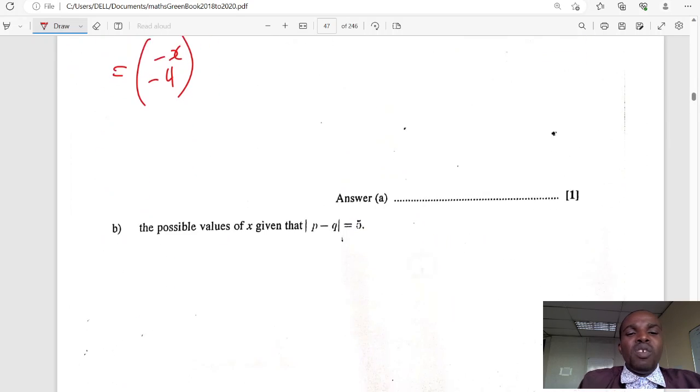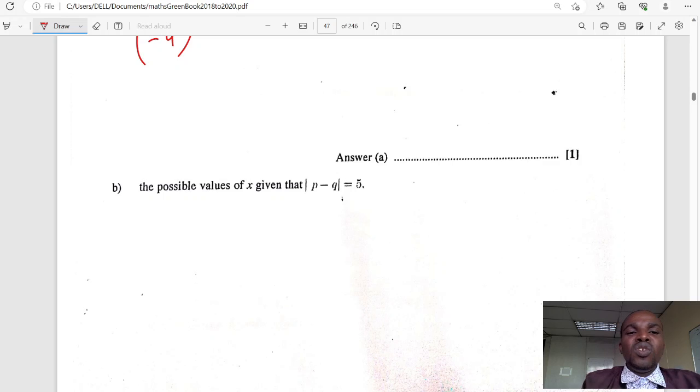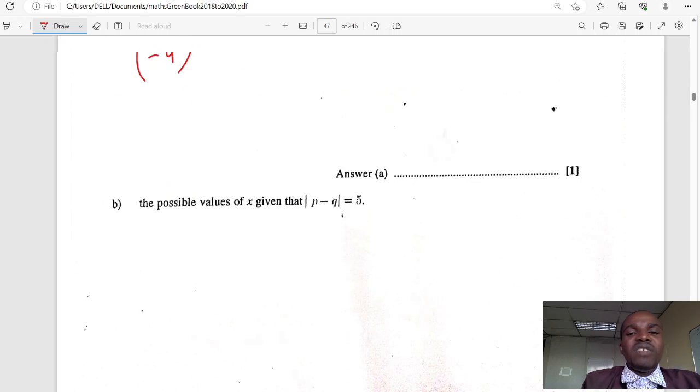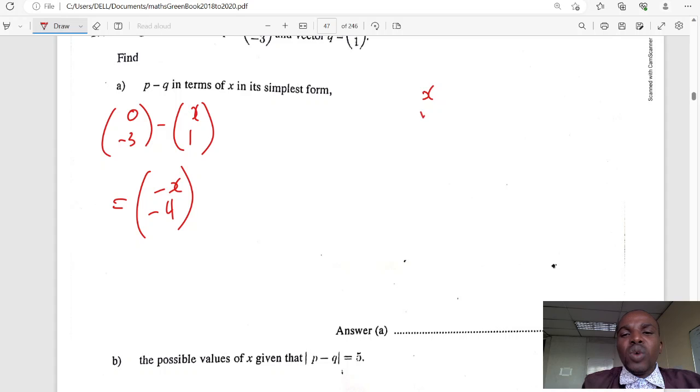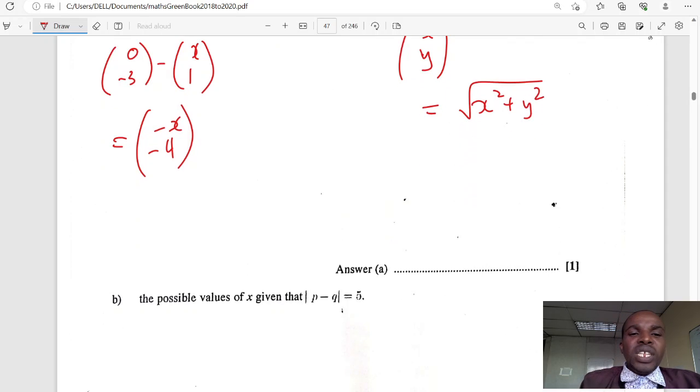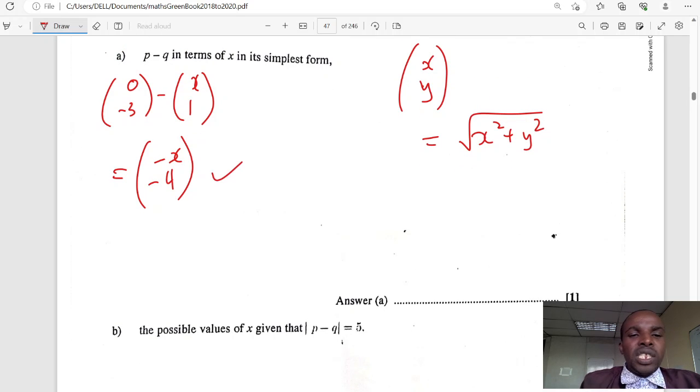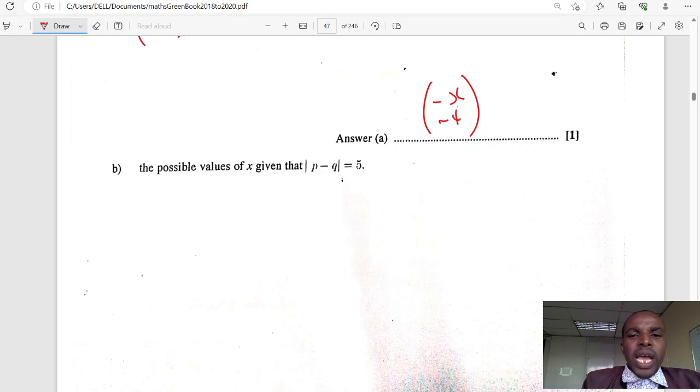Next, they said find the possible values of x given that the magnitude of p minus q is equal to 5. The magnitude of a vector xy is equal to the square root of x squared plus y squared. So this is the formula. In this case, the magnitude of p minus q, which is minus x, minus 4, is the square root of minus x squared plus minus 4 squared, equals 5.